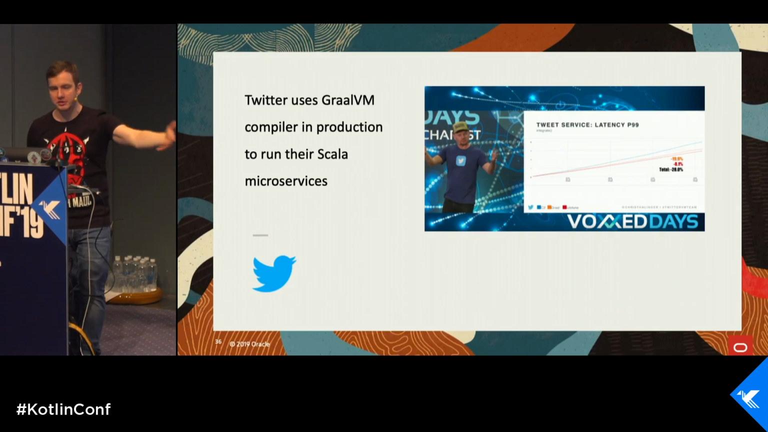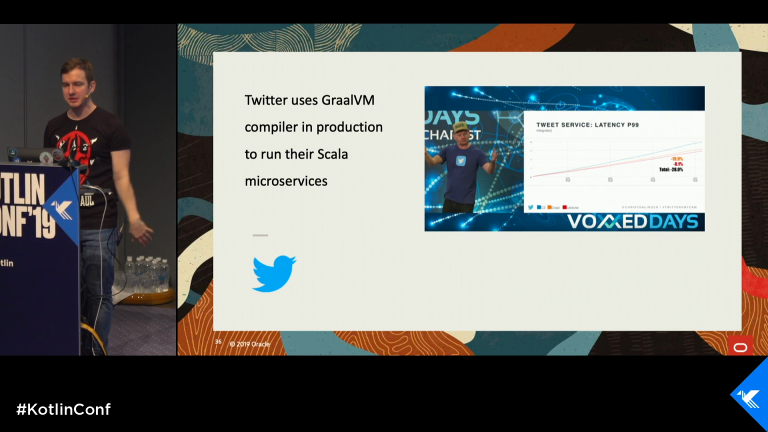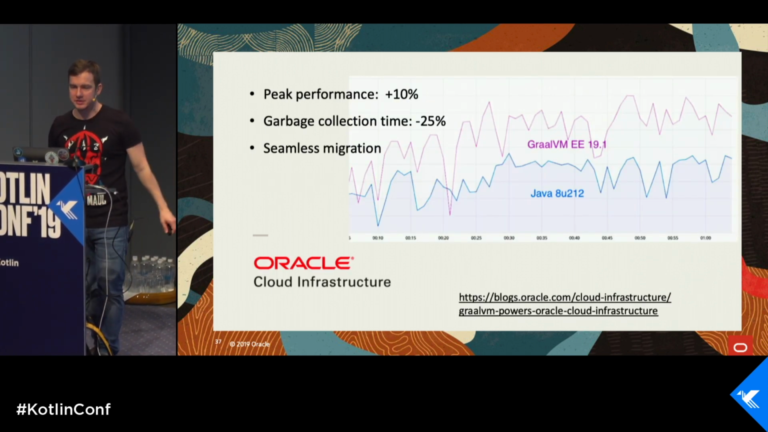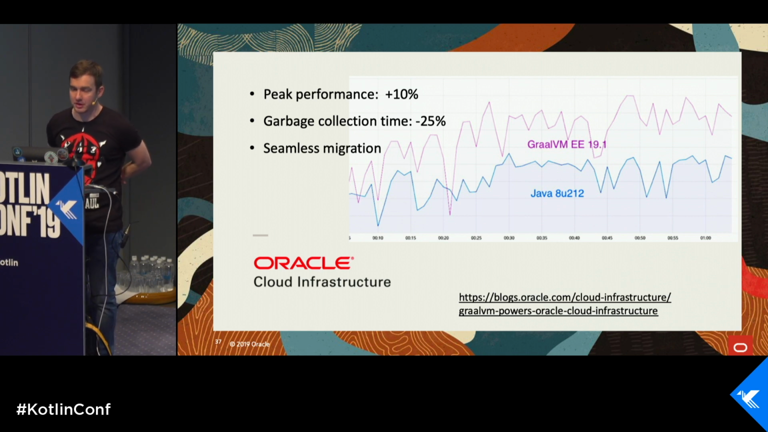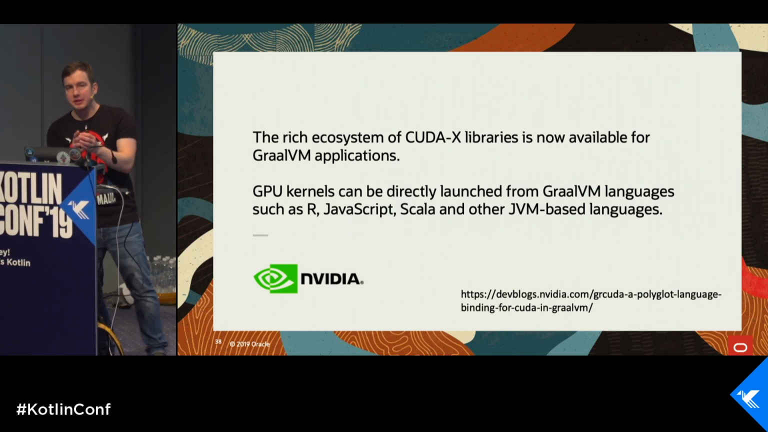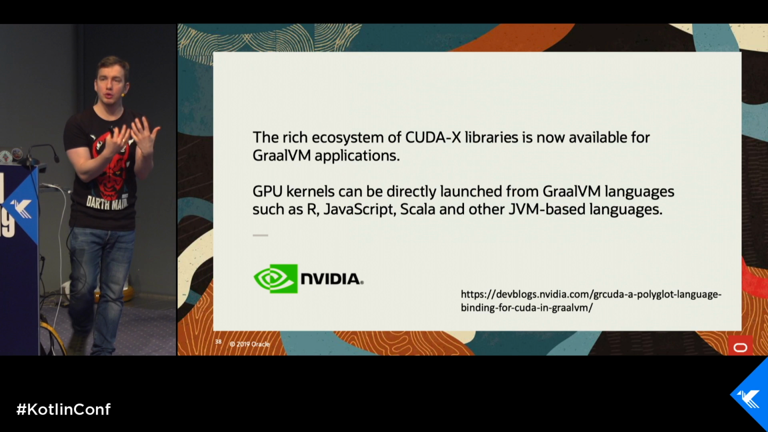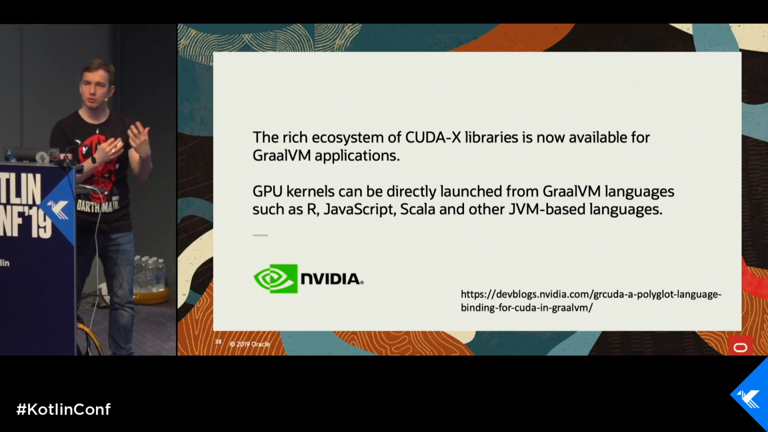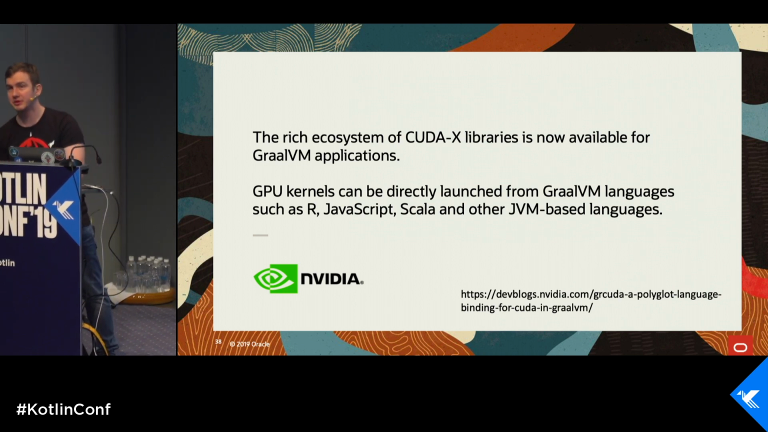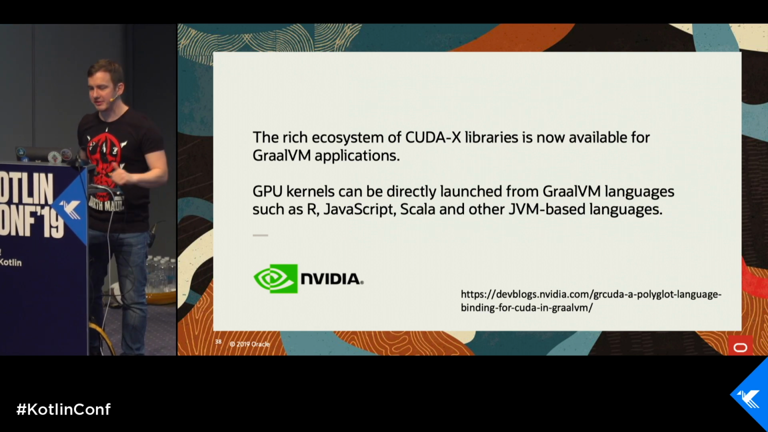So Twitter is currently using us for their Scala workloads. They're using the compiler specifically. Oracle Cloud recently started using the GraalVM, and they saw good numbers, specifically on the garbage collection times, so they improved the pauses very much. There is a collaboration between Oracle and NVIDIA for creating a language on top of GraalVM that will expose GPU kernels. So if you're interested in running something with GPU, but you never figured out how to use that from Kotlin, maybe you could use GraalVM.